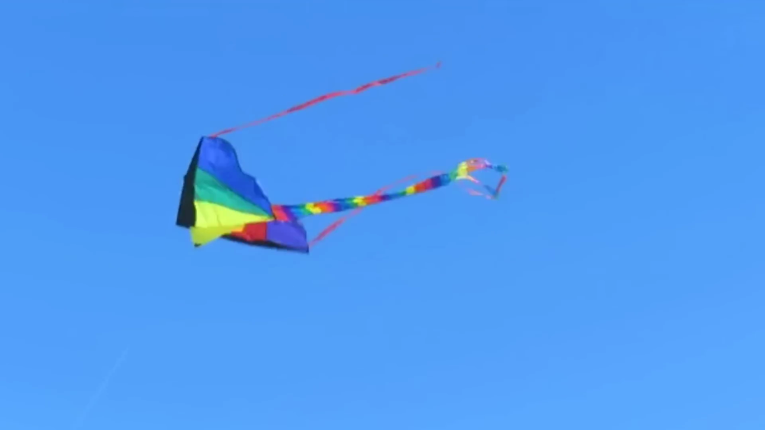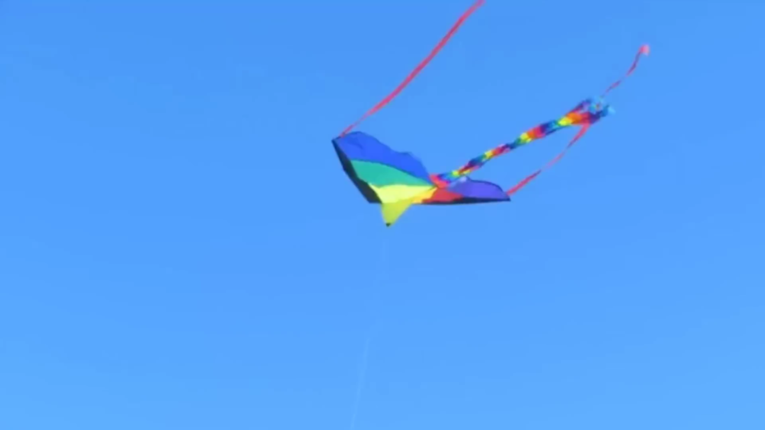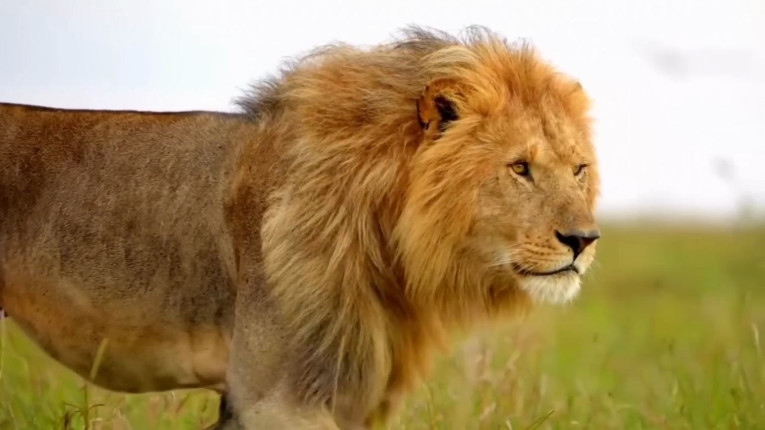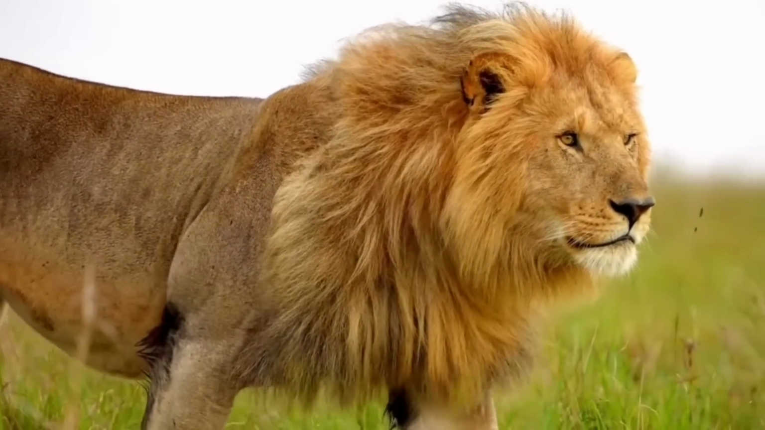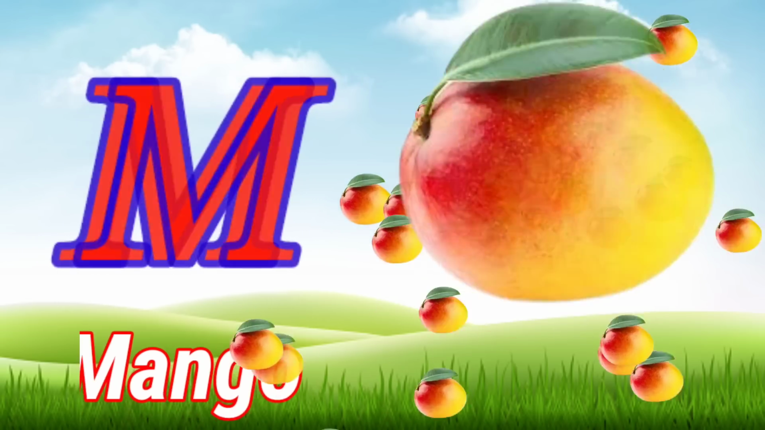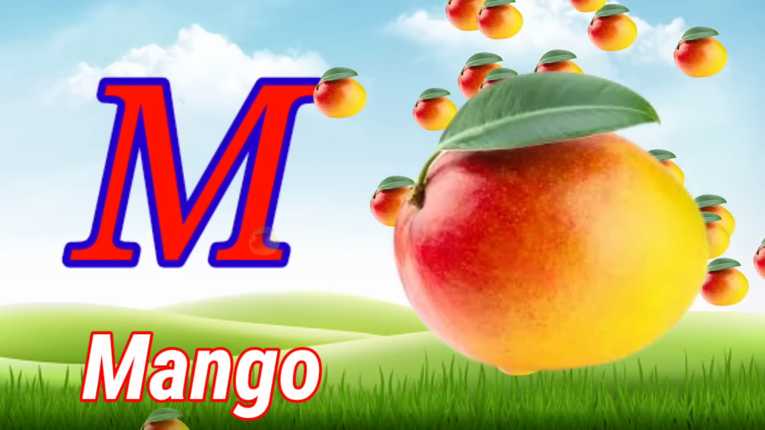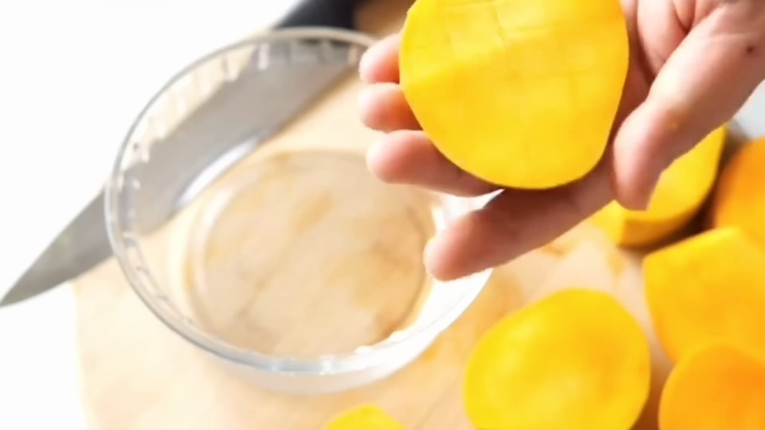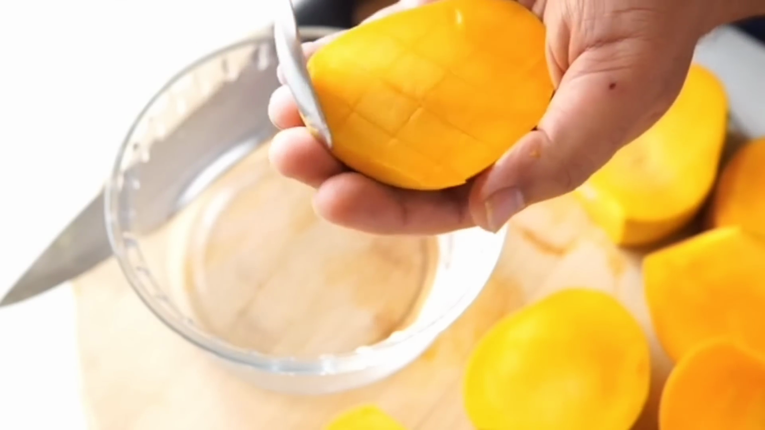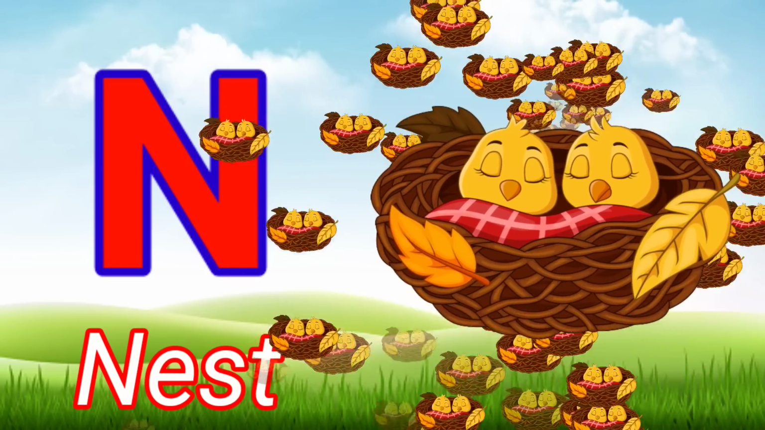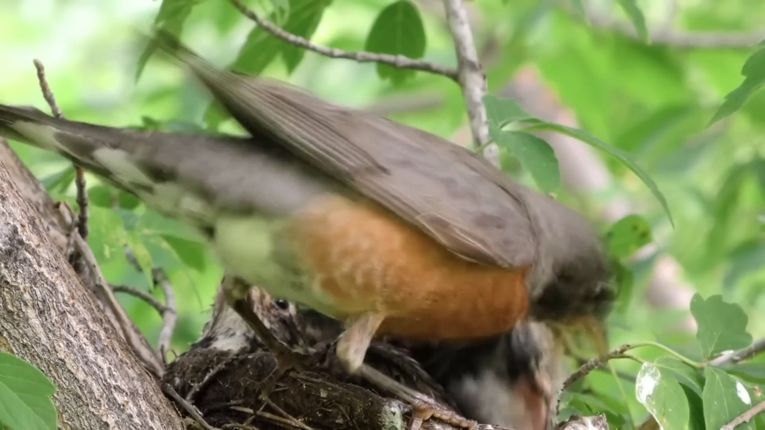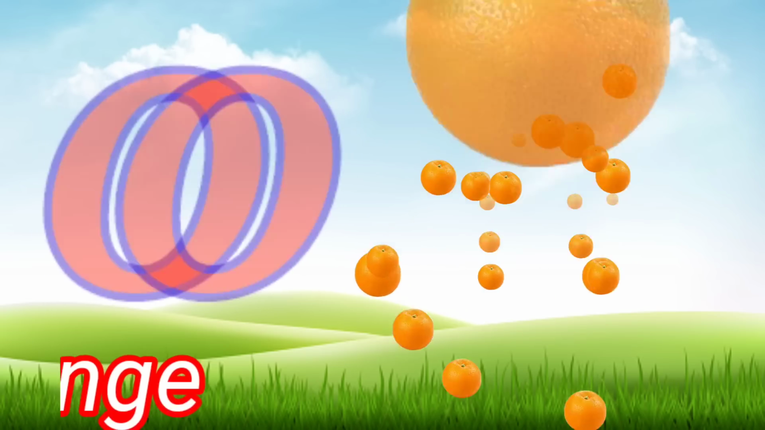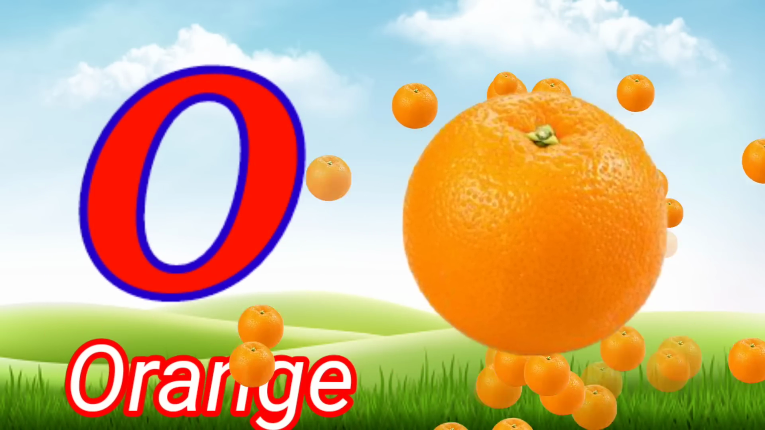Where is kite? L for lion. M for mango. Where is the mango? N for nest. Where is nest? O for orange.